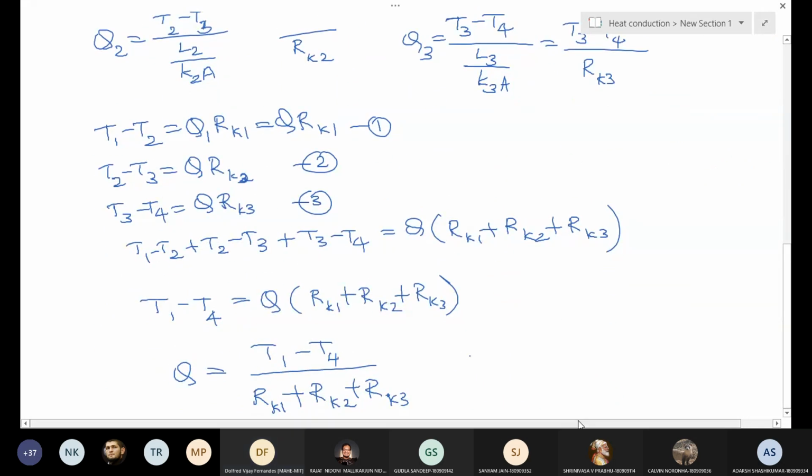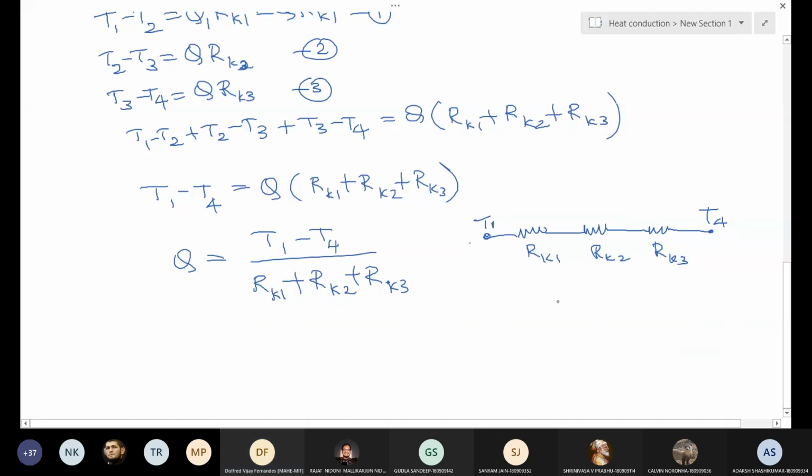So this is T1, and there are three resistances, RK1, and here the temperature is T4. This is very easy to remember. You only have to write the electrical circuit and know the formula for the resistance: the conduction resistance of a planar wall, cylindrical wall, and spherical wall. Then you can easily do the problems.